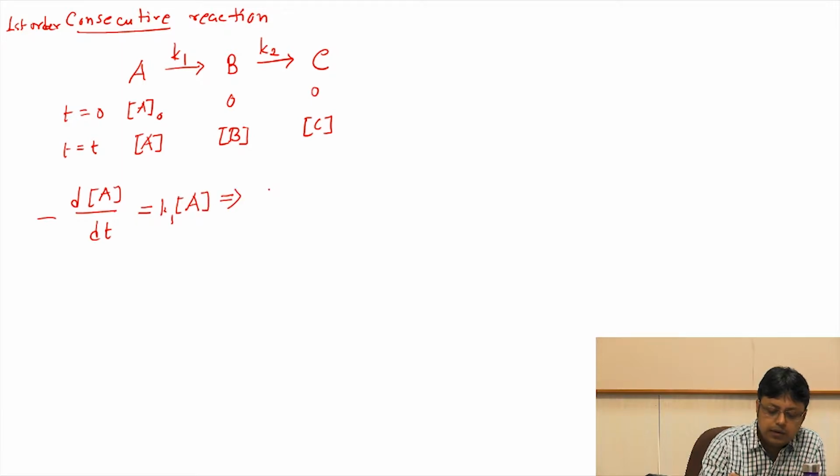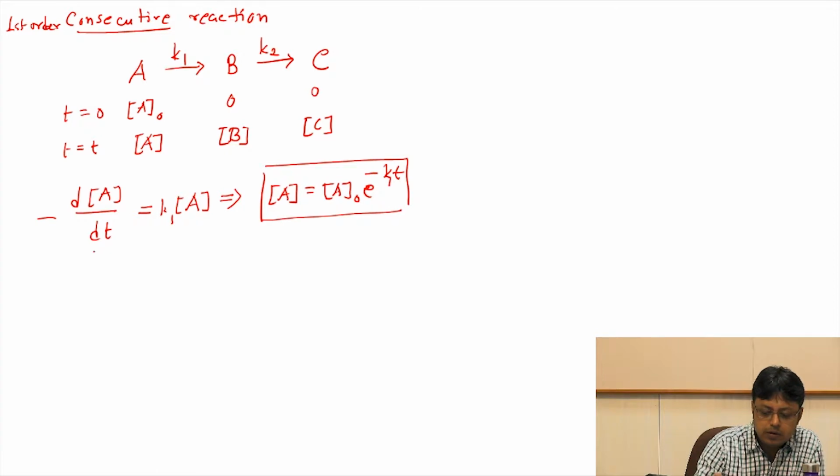So that solution is very easy. A will be, it's a first order decay. A is nothing but A0 into e to the power minus K1t. Now that is straightforward. Now for dB/dt, we'll have some interesting situation. If you follow very carefully, it is forming at a rate K1 into A, and it is decomposing at a rate K2 into B.